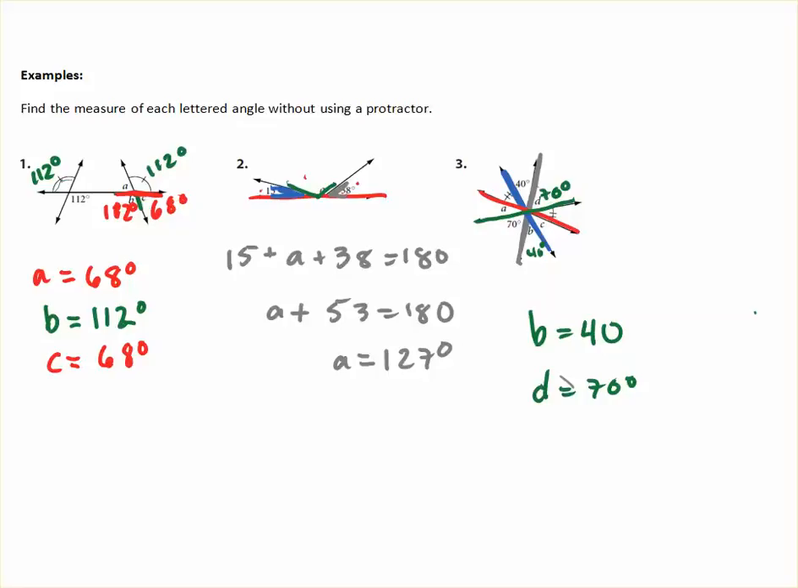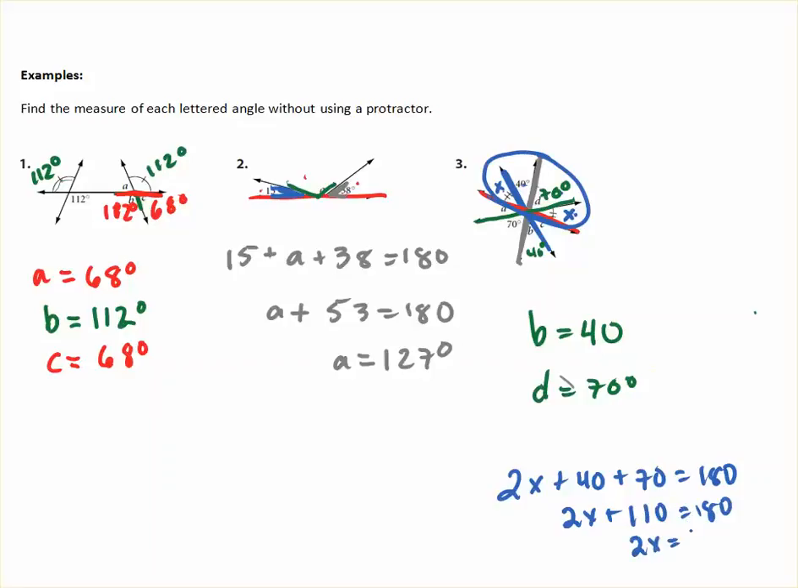So what I noticed is that all of these angles form a straight angle. Both of these are congruent, so I'm going to put x's there, and I'm going to write a little equation. I have 2x plus 40 plus 70, and that's going to equal 180. Simplify that. Solve that. Turns out that x is 35, which then implies A is also 35, as is C.